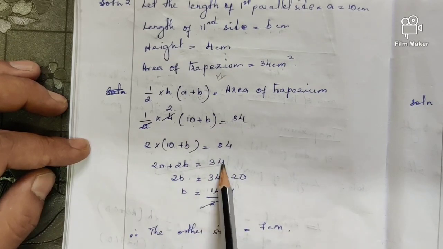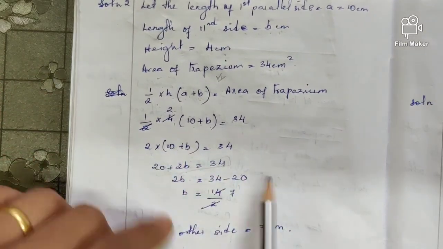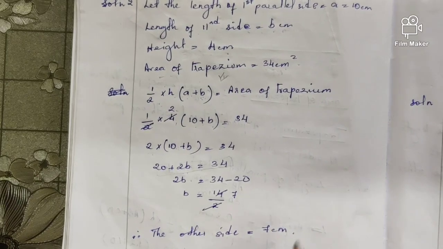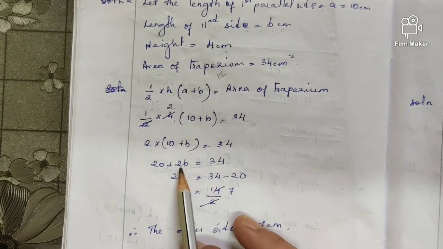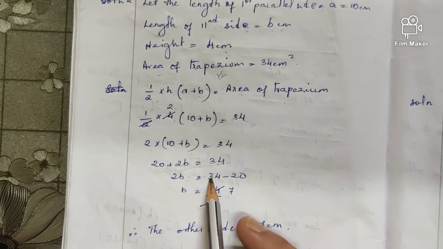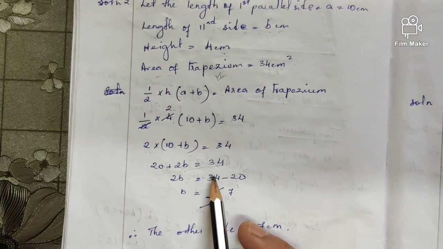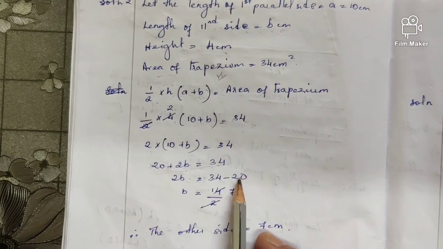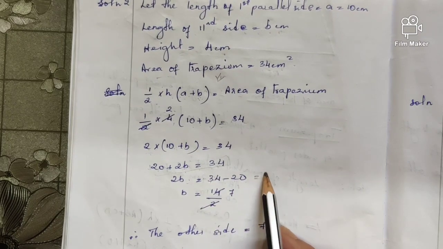Here we have an equation, with a left hand side and a right hand side. 2B is equal to 34 minus 20, because the plus 20 goes to the right hand side and changes sign to the opposite. So it will be 34 minus 20, that is 14, right?